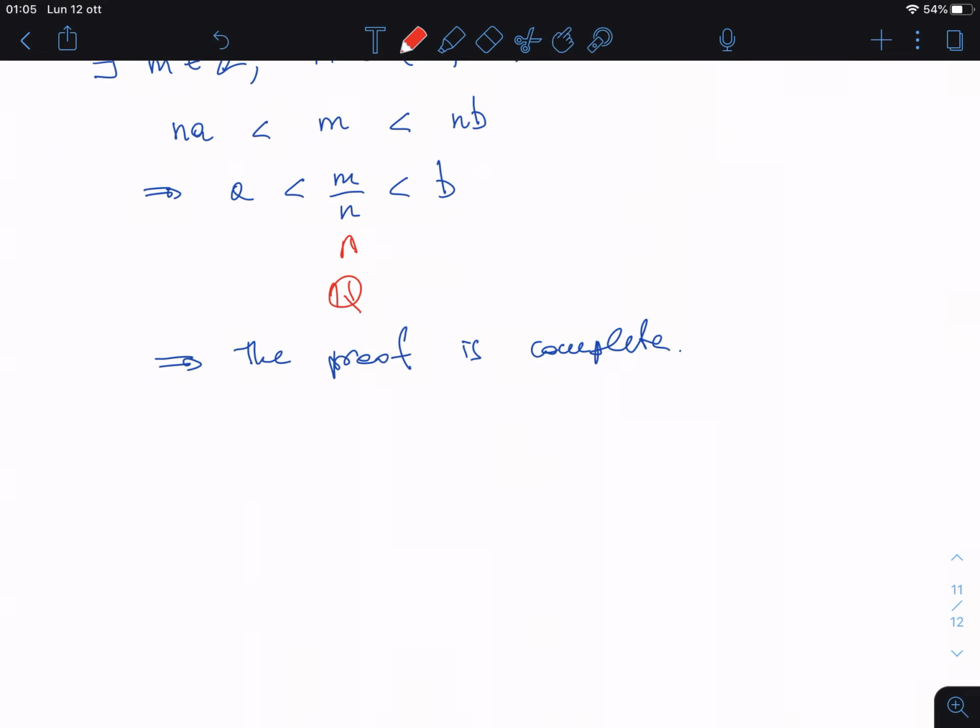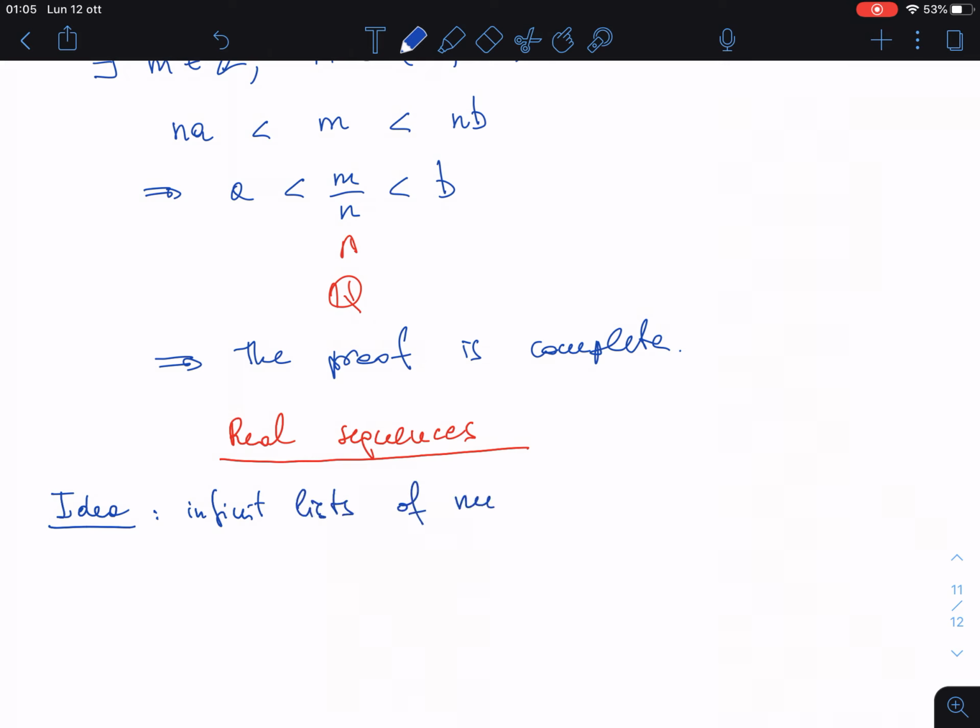Okay, now we go to the most important topic of today, which is real sequences. What is a real sequence? So the idea is that they are infinite lists of numbers. The lists in principle are completely free. In the next position you can put whatever number you want, whatever you prefer. So it is not a matter of ordering and so on. Okay? And this is the idea.